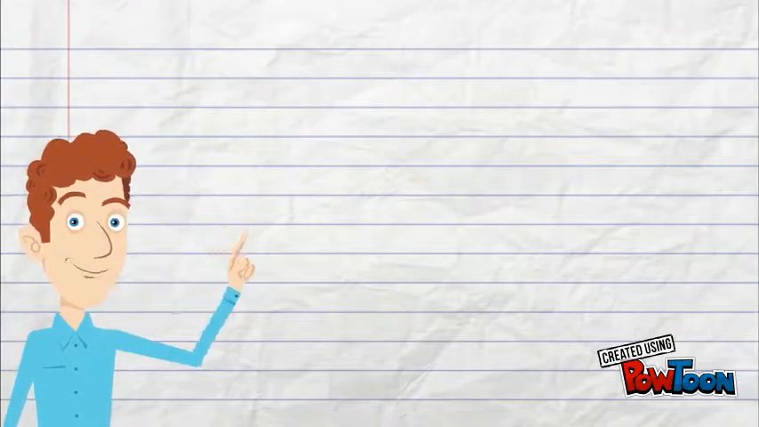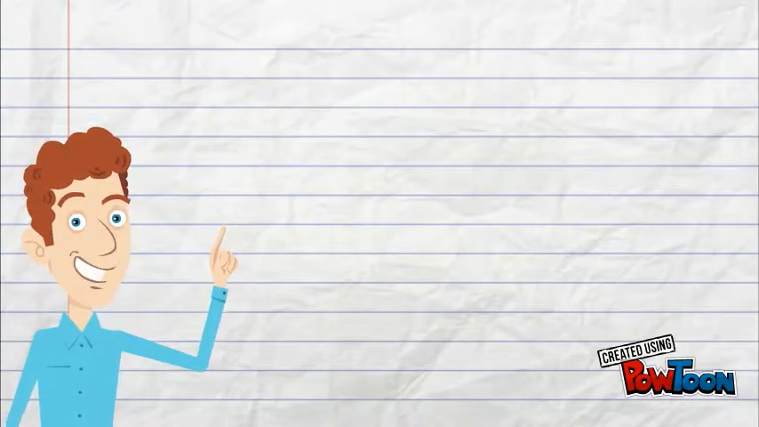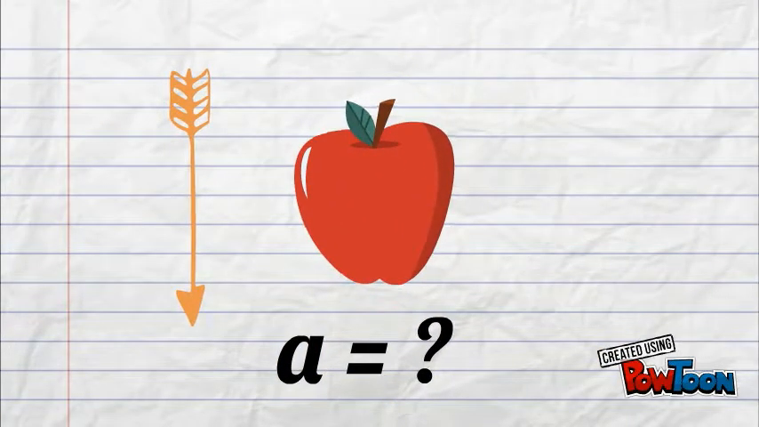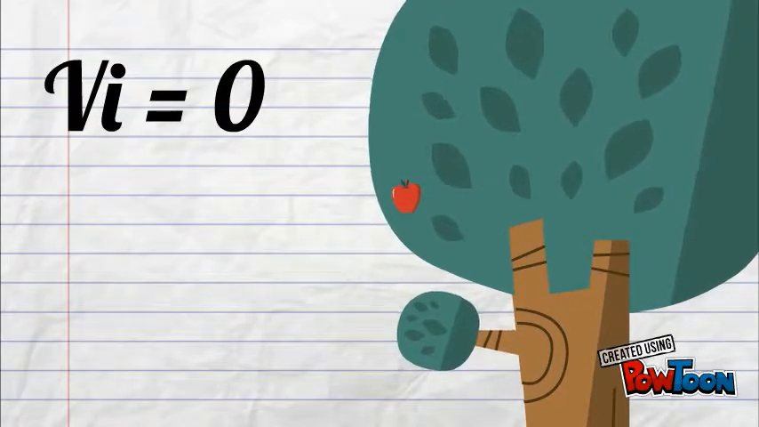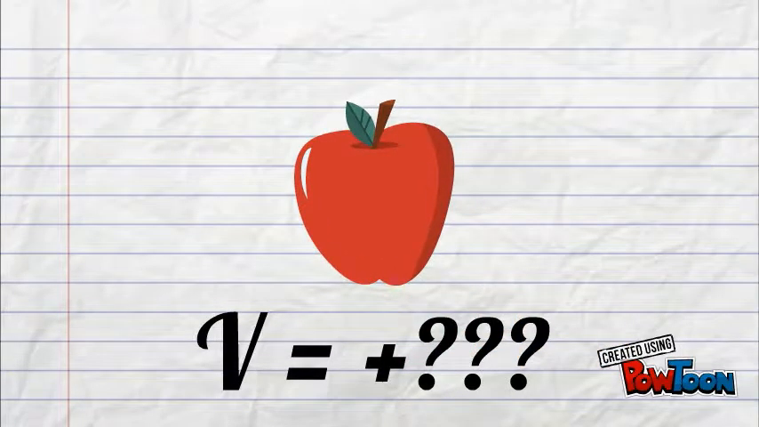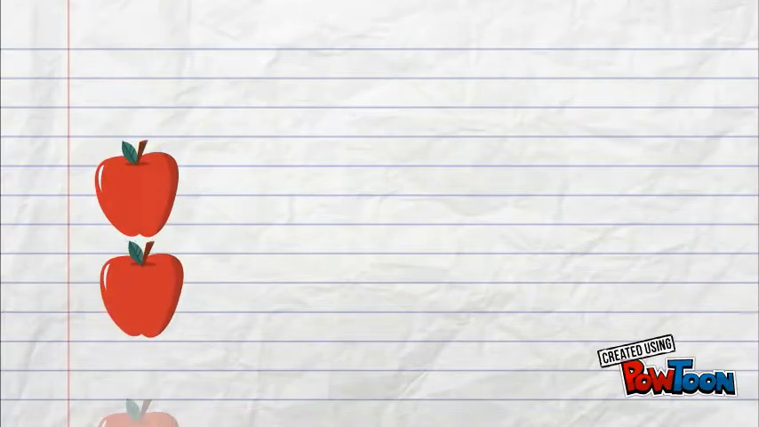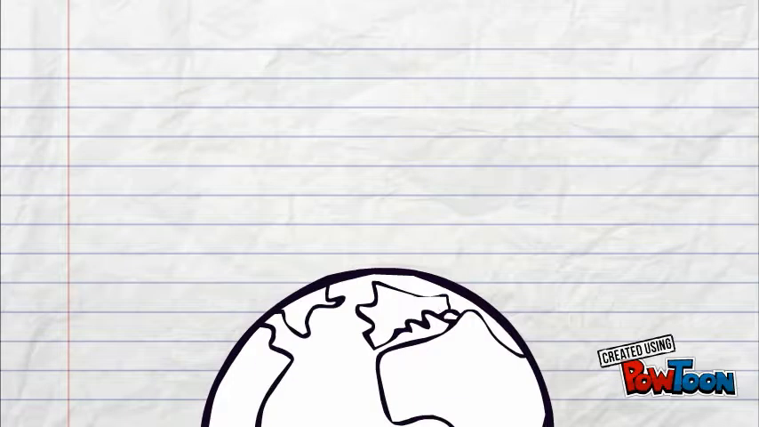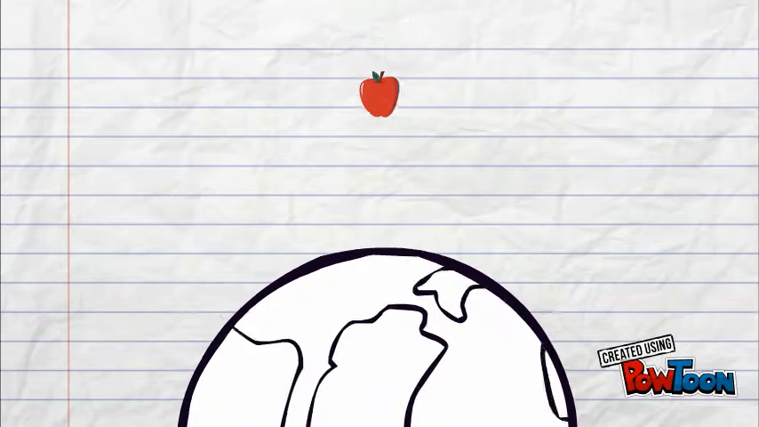Another application of constant acceleration is free fall. Imagine this. An apple falls from a tree. Does it accelerate while falling? We know it starts from rest position and gains speed as it falls. This gain in speed indicates that the apple does accelerate as it falls.